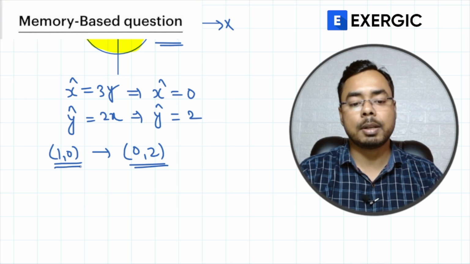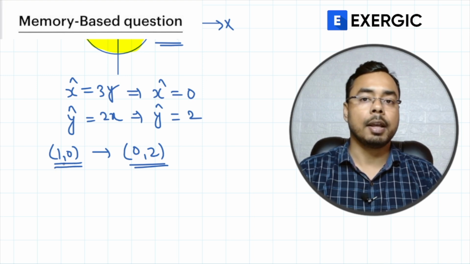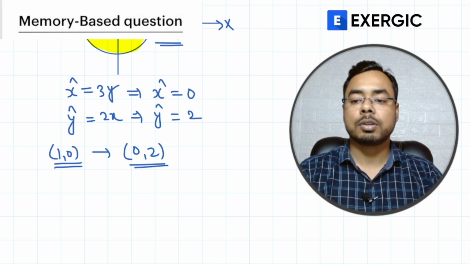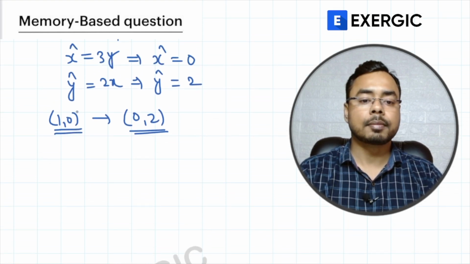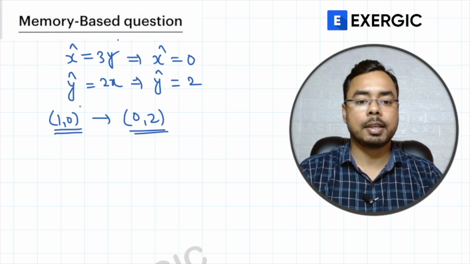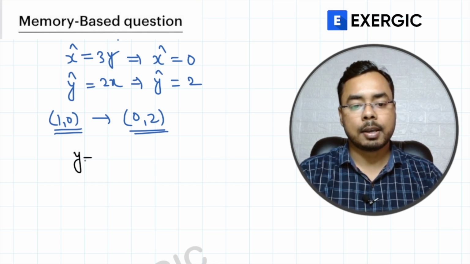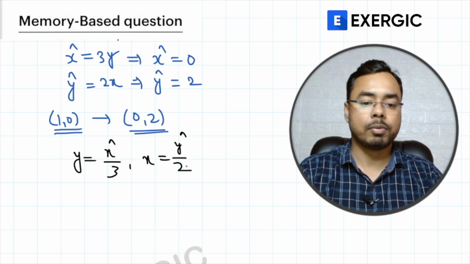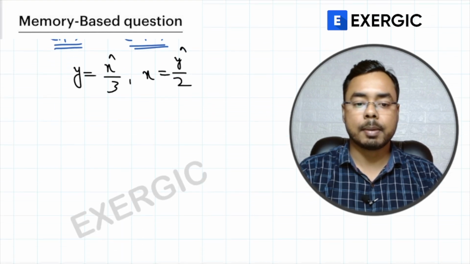So similarly each point will move to some other point. So the question is what will be the locus of all those points, and then we have to find the area of the region formed by that collection of points. See here, all we have to do is, if x cap is 3y, then it means that y will be x cap by 3, and similarly x will be y cap by 2, right? This will be the relation between x and y and x cap and y cap.